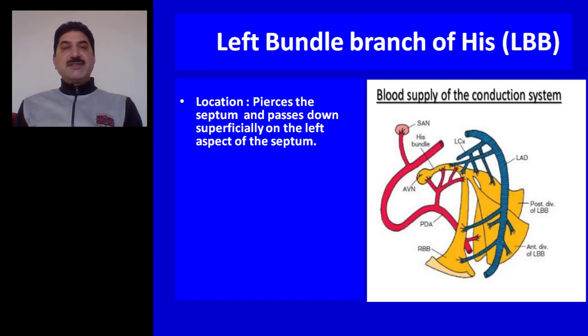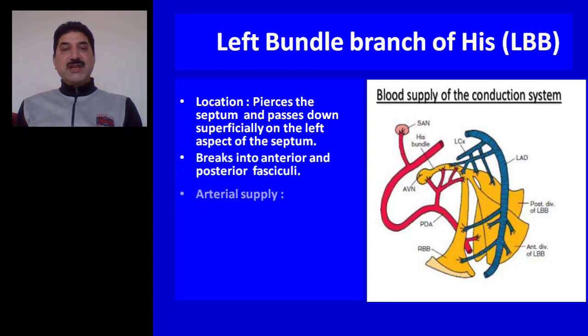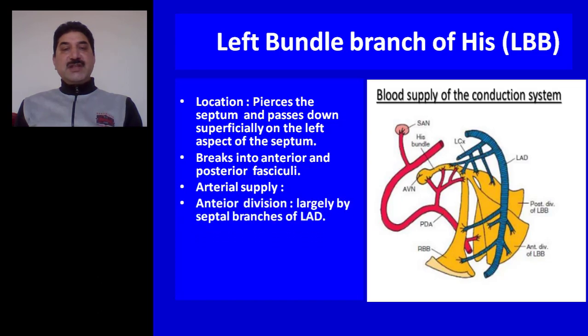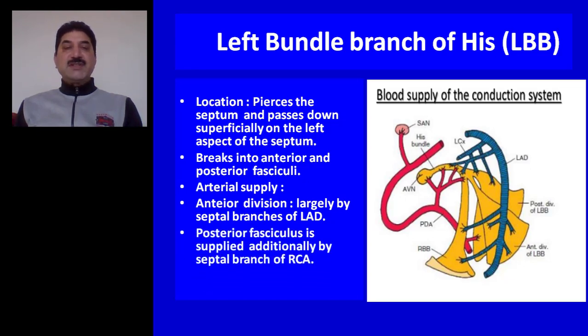Left bundle branch pierces the septum and passes down superficially on the left aspect of the septum. It then breaks into anterior and the posterior fasciculi. Arterial supply of anterior fasciculi or anterior division of the left bundle branch is largely by septal branches of left anterior descending coronary artery. Posterior fasciculus is supplied additionally by septal branch of right coronary artery. Thus, posterior division of the left bundle branch has got dual blood supply. It is supplied both by branches of left anterior descending coronary artery and also by branches of right coronary artery in case of right dominance.